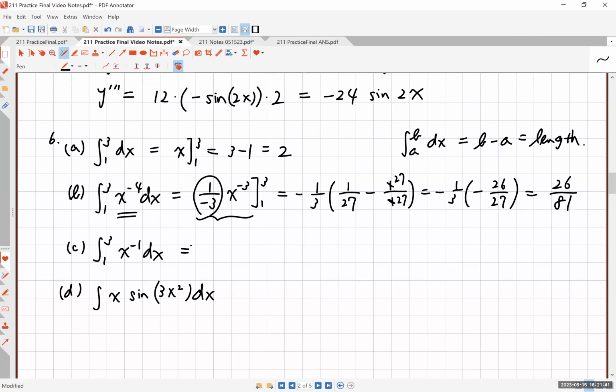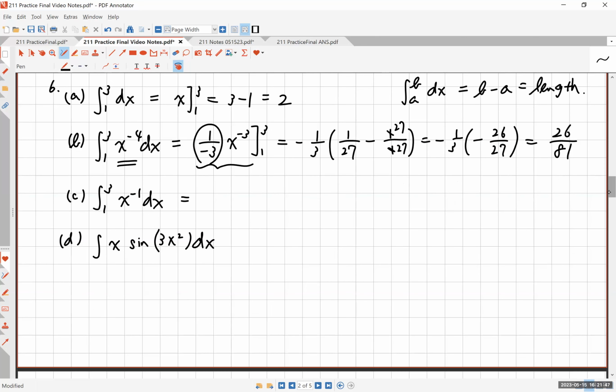Okay, let's go to part C. x to the negative 1. If you add 1 to negative 1, you get 0. So this is a very special case, right? Remember, basically what you have is this thing that looks like that logarithmic expression. The answer to this is the natural log of the absolute value of x as x goes from 1 to 3. So this is log of 3.